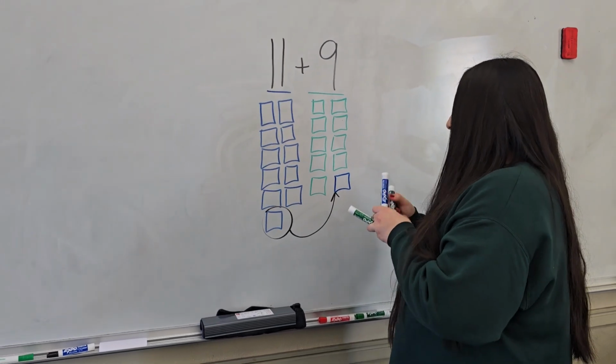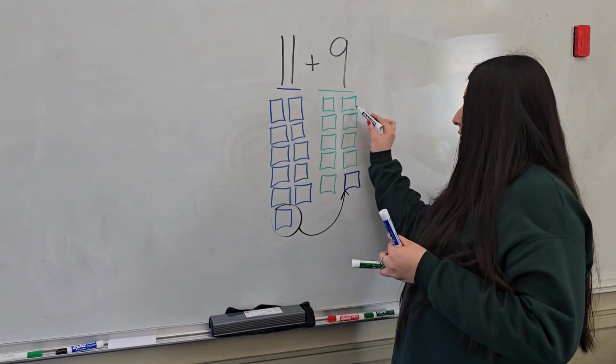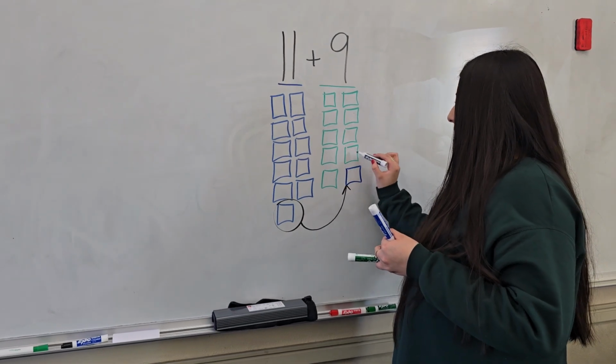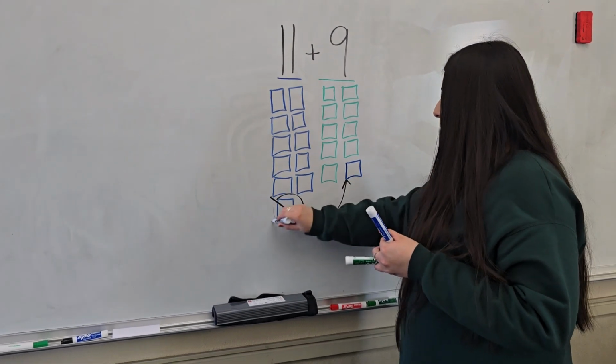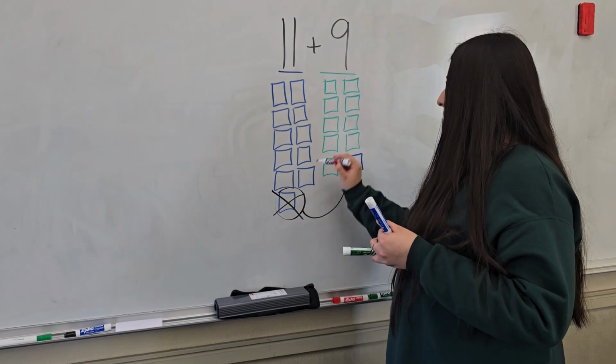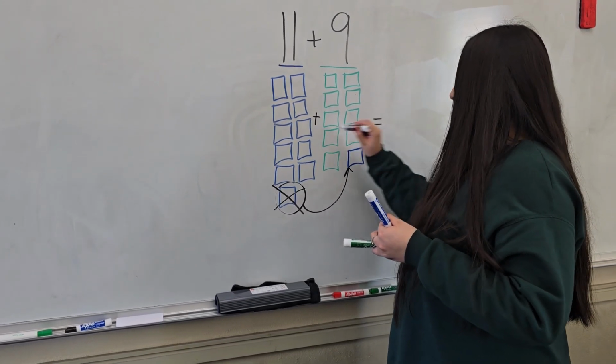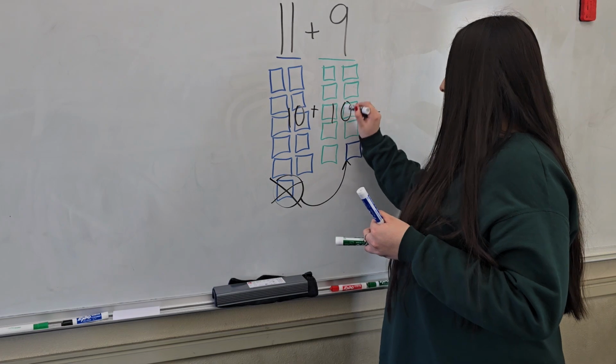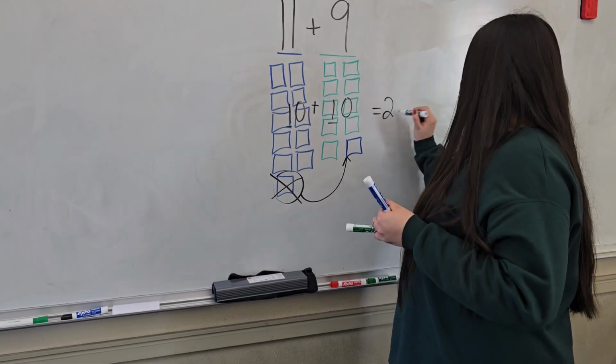And just like that, we have a group of 10. 1, 2, 3, 4, 5, 6, 7, 8, 9, 10. And we have 10 here. 1, 2, 3, 4, 5, 6, 7, 8, 9, 10. And 10 plus 10 is 20.